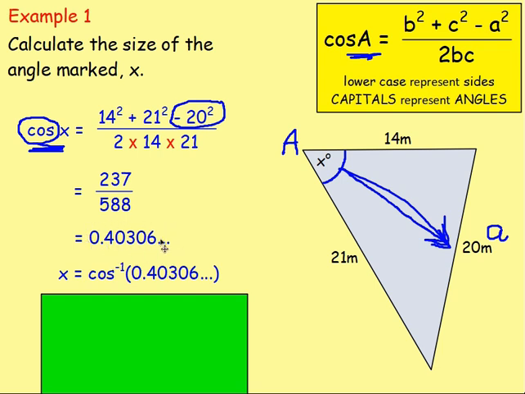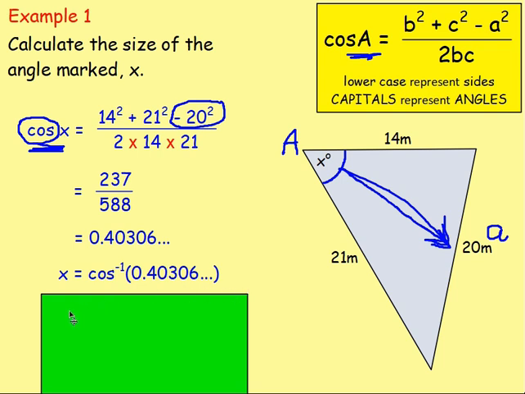Remember, keep that on your calculator. Don't just write it as 0.4 and do cos to the minus 1 of 0.4. That will be out ever so slightly, which means your answer will be out by even more. So keep that answer super accurate in the calculator. Do shift cos equals, or however it works on your calculator, so you're getting cos to the minus 1 of that huge decimal.